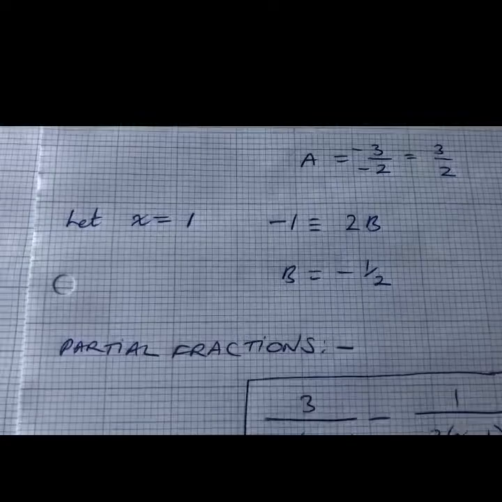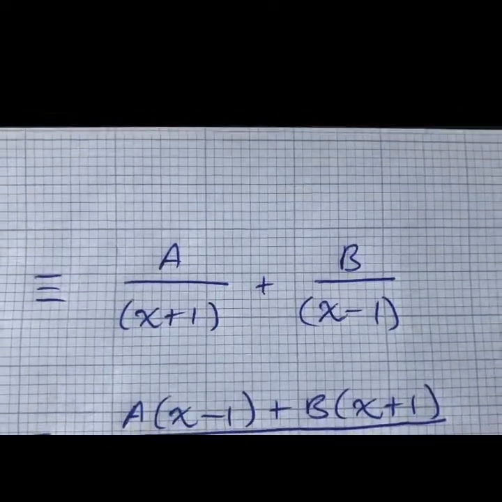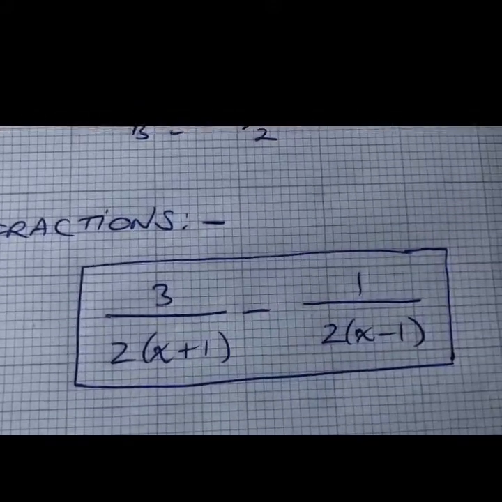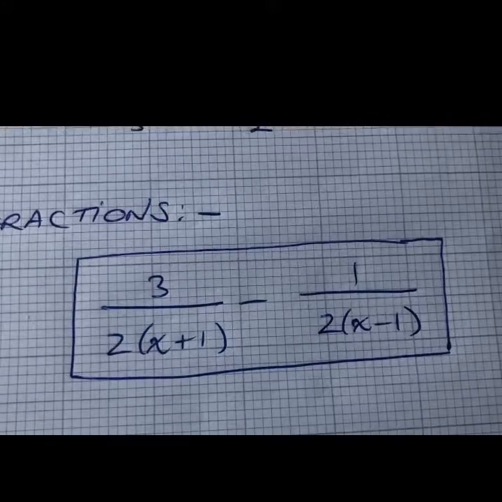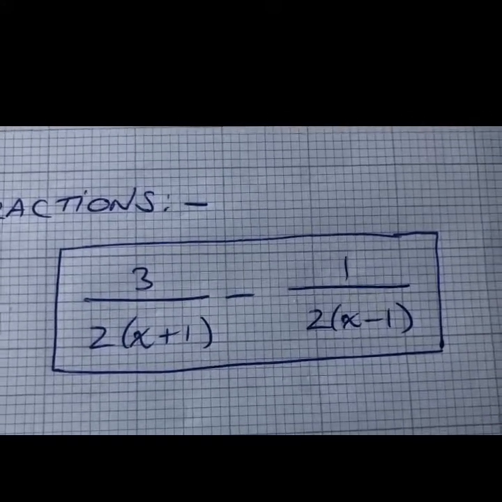So if I put those into that form, which is what I started with, that is letting a equal 3 over 2 and letting b equal minus a half, then I get my answer. And my partial fractions can be written like that.